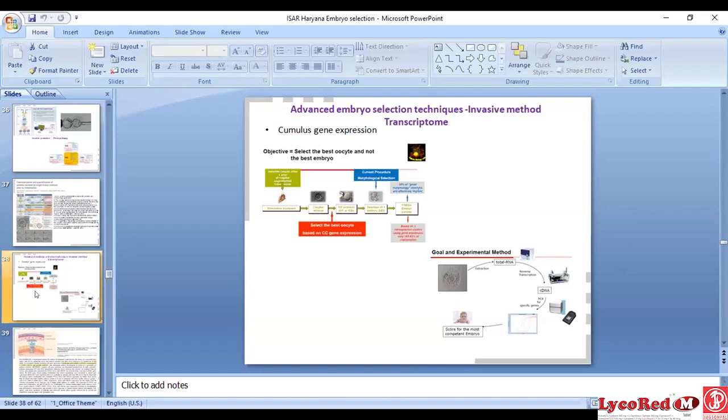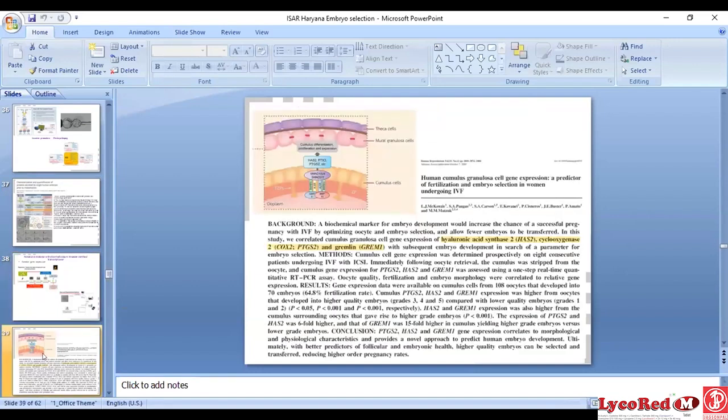So the main thing is, as I said, you have to check the quality of the gamete, and from the cumulus gene expression we can say that this oocyte will develop into a good quality embryo. And what are these genes? There is HAS, hyaluronic acid, and then germline. These are the three genes which, if the value is high, then this oocyte will develop into a good quality embryo.